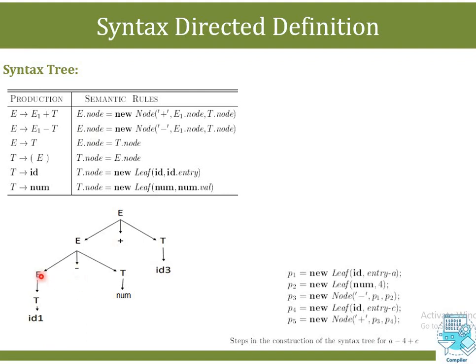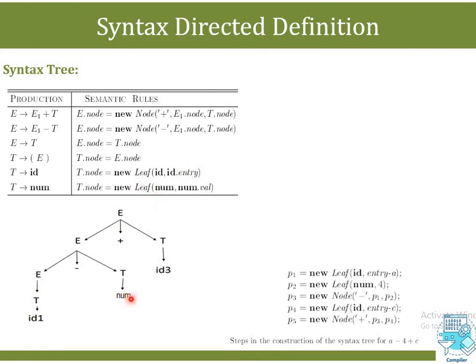The next step is you travel along the leaf nodes from left to right. Then you go to minus. The next one is T tends to num. When you have T tends to num, what do you have to do? You have to create a new leaf node. So T.node equals new leaf(num, 1). You are just creating a new leaf node.